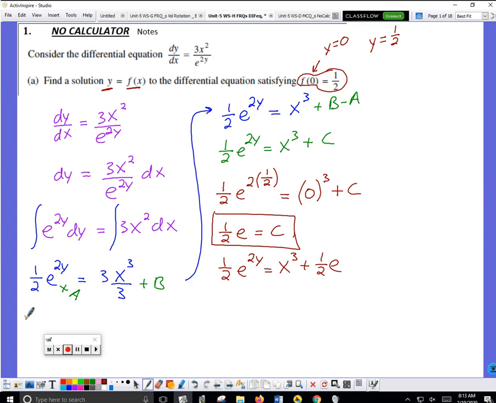So I want to get the y alone. So I'm going to multiply both sides by 2. The 2 will have to distribute. So I'll end up with 2x cubed. When the 2 distributes here, I'll end up with plus e. 2 points for Parker. Questions?